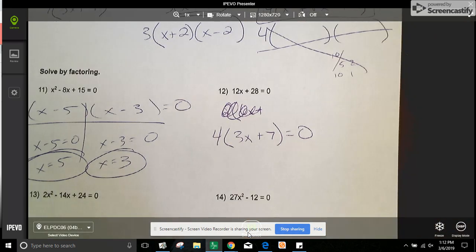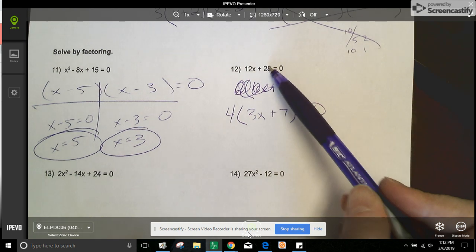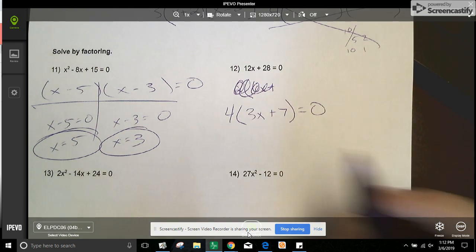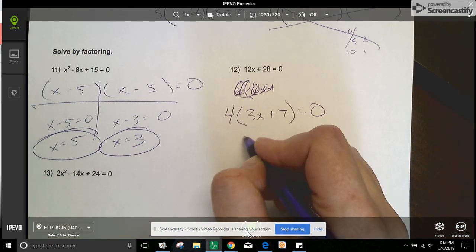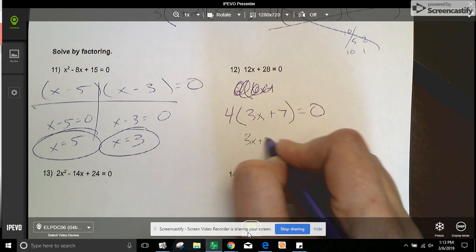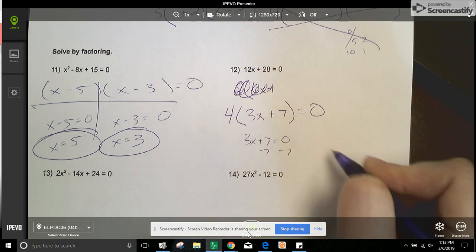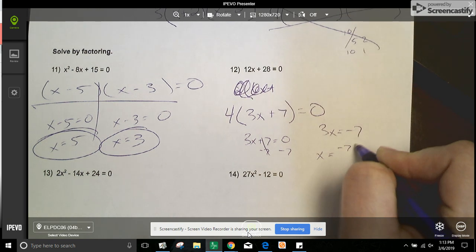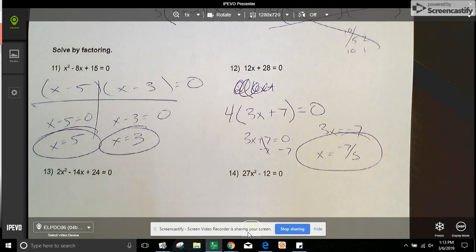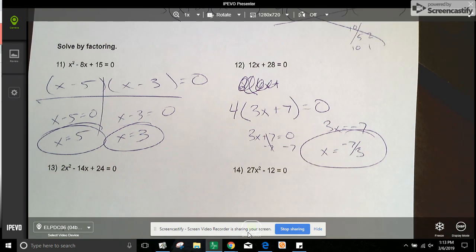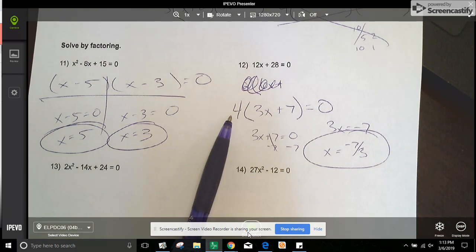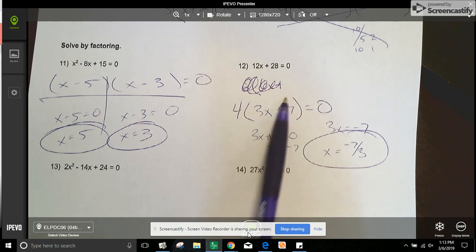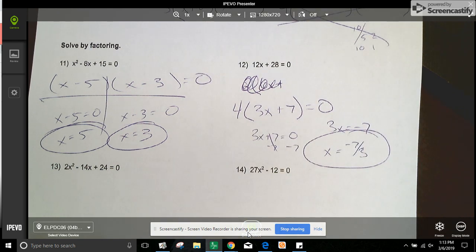Okay. If you're factoring out just a GCF, you solve it the same way. I only have one set of parentheses. I just have to solve for this. So I would get 3x, x equals negative 7/3. So if it's not a trinomial, you're only going to look for a GCF, and then this is not difference of squares, so I just get my one answer.